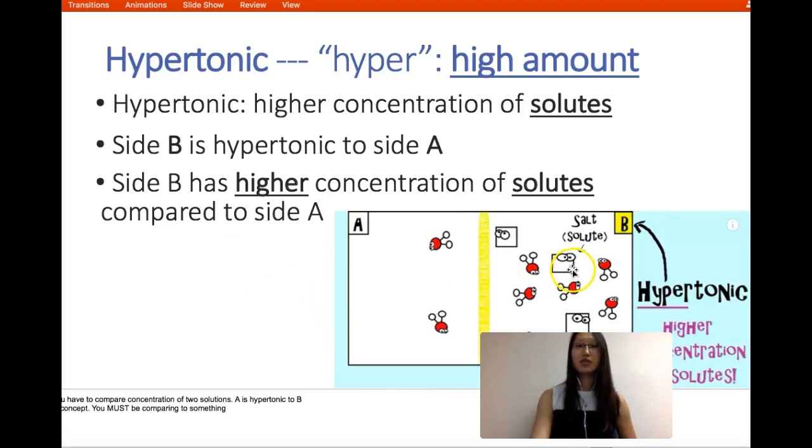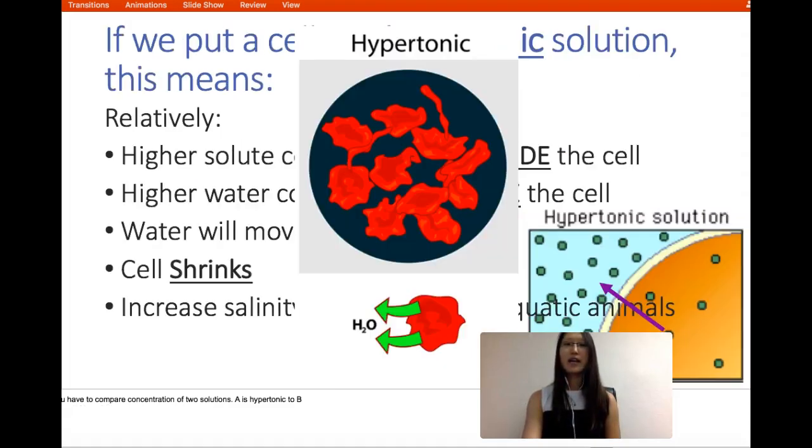For a hypertonic solution, water will move from an area of low concentration of solute to a high concentration of solute, right? If you just look at this picture right now, you can always draw a picture like this for yourself to help you answer the questions. High to low, high water to low water, or low solute to high solute. That's how water moves. And if you were to put a cell into a hypertonic solution, then there's more solute on the outside, and then your cell would shrink.